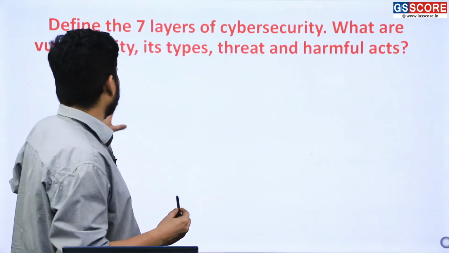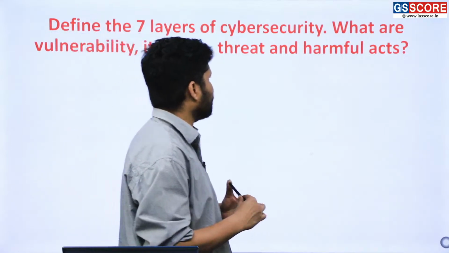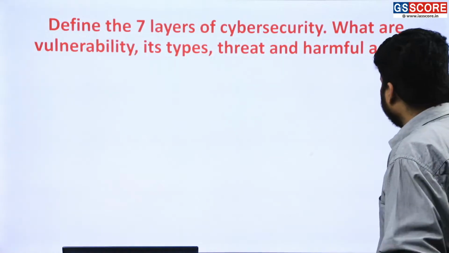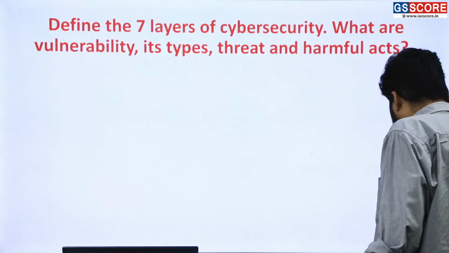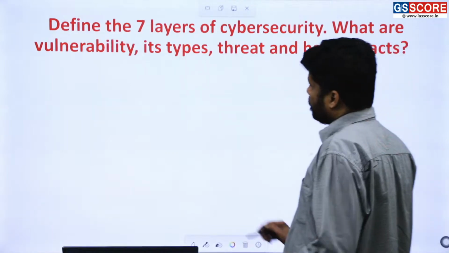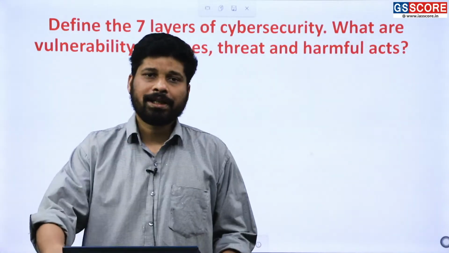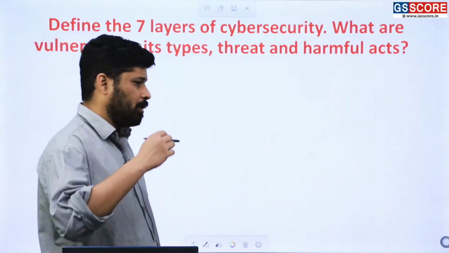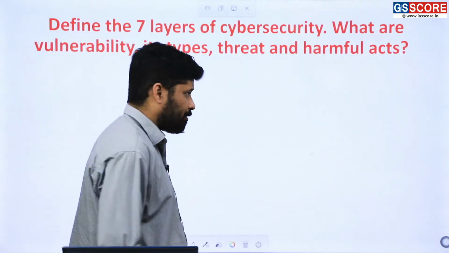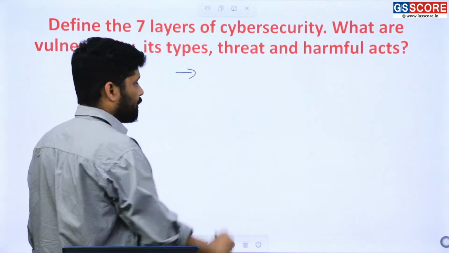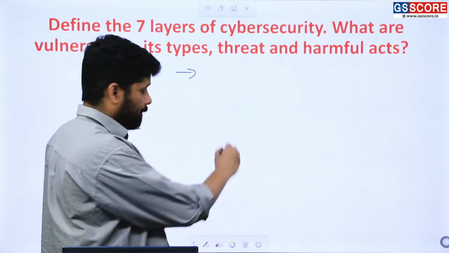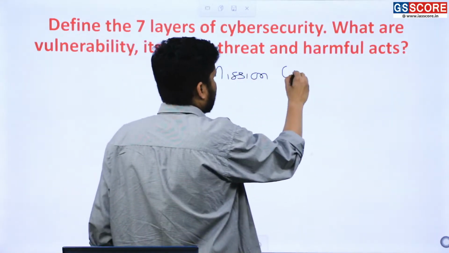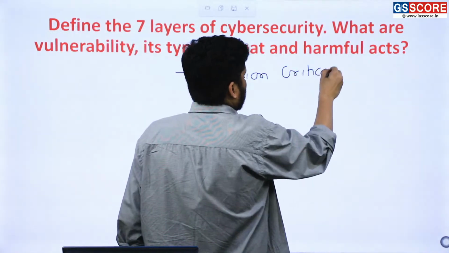The first question basically was: define the 7 layers of cybersecurity. What are vulnerabilities, its types, threats, and harmful acts? The second part of this question is not so difficult as such, but the first part is, because it goes into the technicalities of cybersecurity. So what are the 7 layers of cybersecurity? The first layer of cybersecurity is with respect to mission critical assets. Security of mission critical assets.